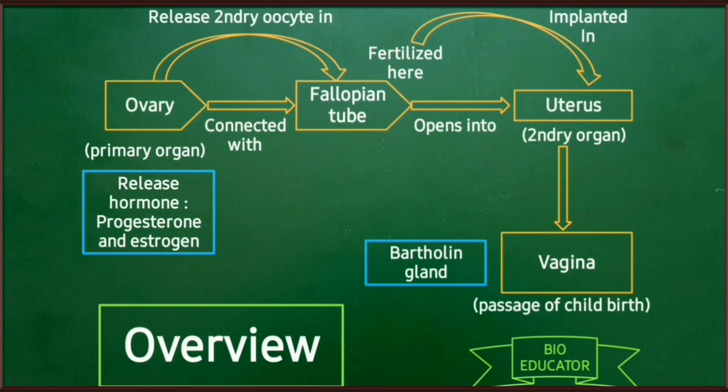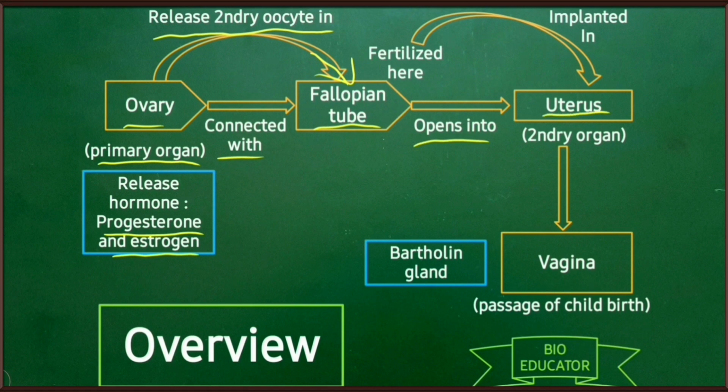Now take an overview here. Ovary, it is the primary organ which releases hormones progesterone and estrogen. The ovary is connected with the fallopian tube. It releases secondary oocyte into the fallopian tube. This fallopian tube opens into the uterus. In fallopian tube, the secondary oocyte gets fertilized and implanted in the uterus.